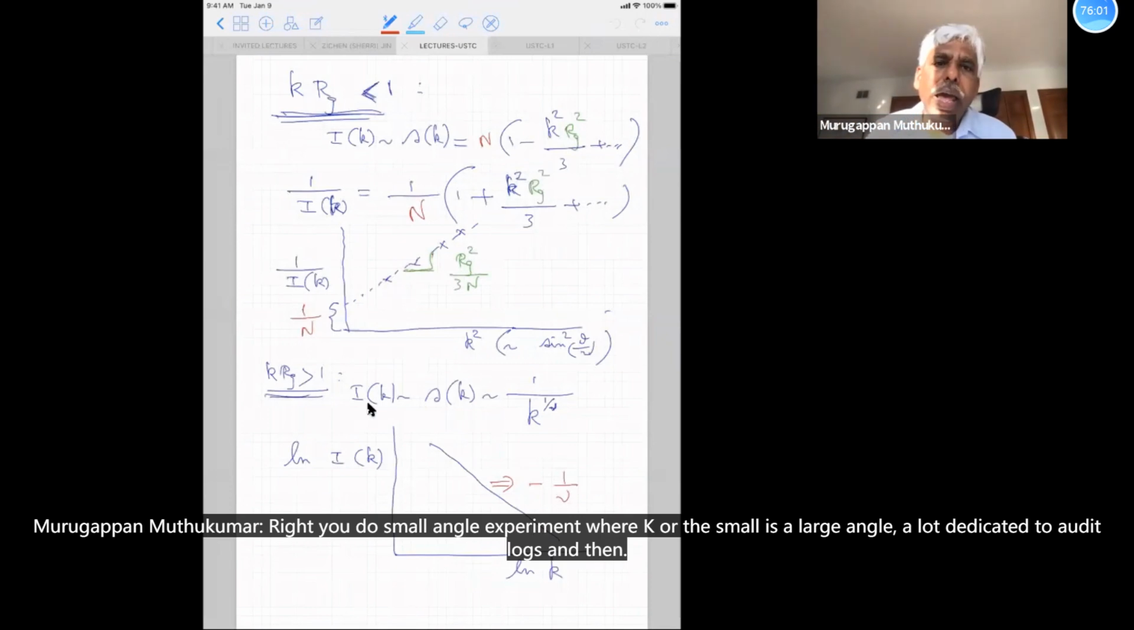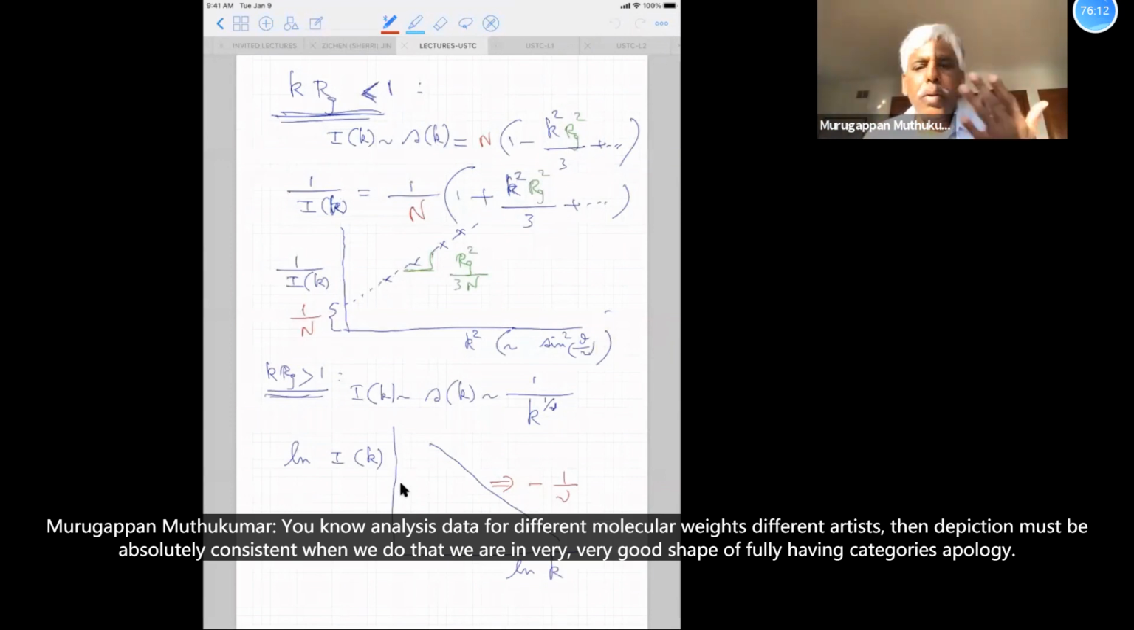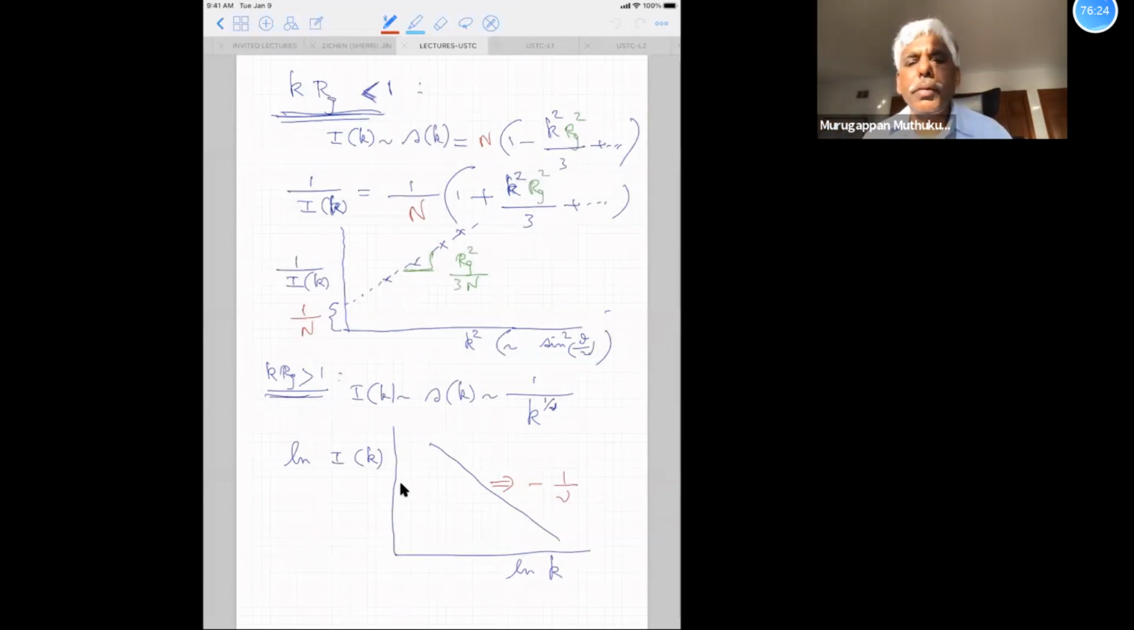You do a small angle experiment where k Rg is small. You see large angle, that is, k times Rg is large, and then you analyze this data for different molecular weights, different Rgs, then the picture must be absolutely consistent. When we do that, we are in very, very good shape of fully having characterized a polymer chain. Okay.